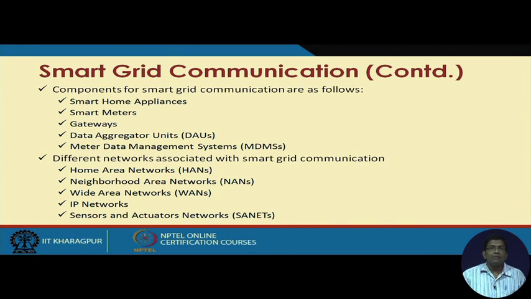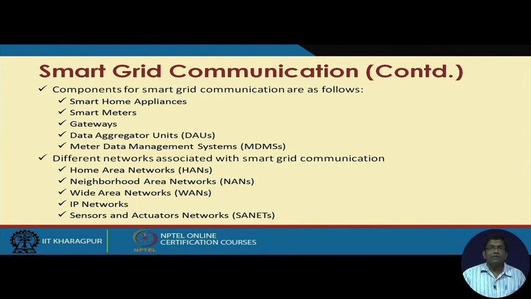And here we have the smart appliances, smart meters and gateways. These are the communication gateways, the network gateways. And we have the data aggregator units, the DAUs. The data aggregator units basically aggregate the data from these different appliances at different homes. Each of these homes and their corresponding smart meters are connected to the DAUs. And then we have the meter data management system, the MDMS. So, these are the different components of the communication aspect of smart grid.